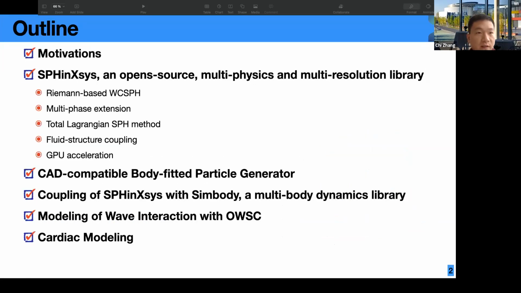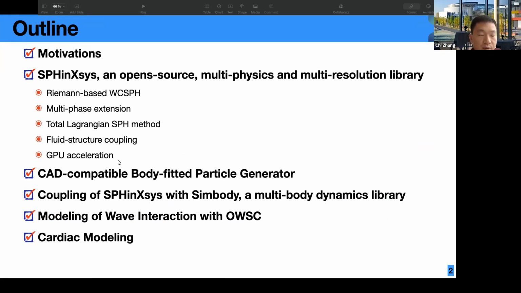So this is the outline. First of all, I will talk about the SPHinXsys library. This is the algorithm we are using. For example, we're using the Riemann-based weakly compressible SPH for the fluid, and we also have some multi-phase extensions. And for the solid dynamics, we are using the total Lagrangian SPH method. And we also have some results for the fluid structure coupling. And we also implemented the GPU acceleration. But I think that this part is not released.